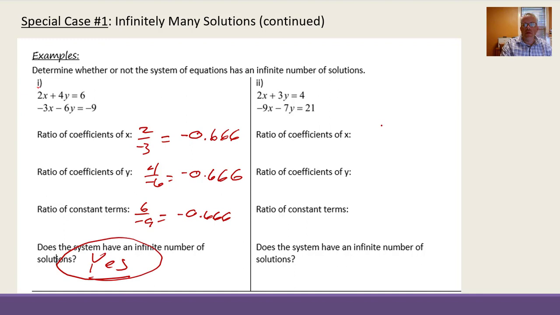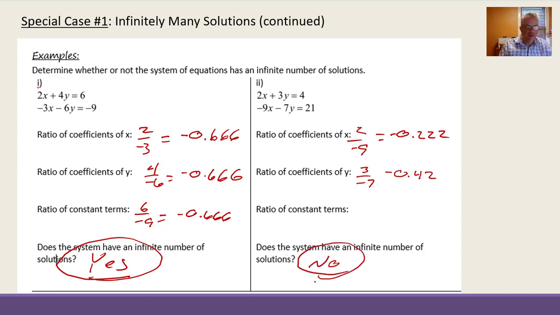All right, let's check this one. 2 divided by negative 9 is negative 0.22. And 3 divided by negative 7 is negative 0.42. Already I see that these are not the same. So this definitely doesn't have an infinite number of solutions.